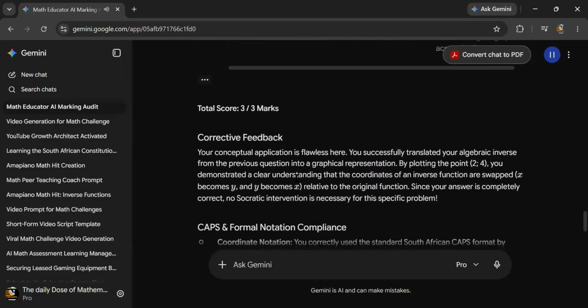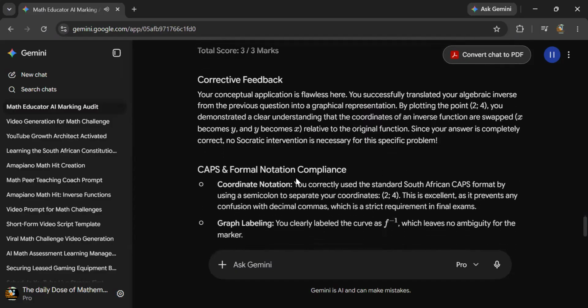Total score, 3 out of 3 marks. Corrective feedback. Your conceptual application is flawless here. You successfully translated your algebraic inverse from the previous question into a graphical representation. By plotting the point 2;4, you demonstrated a clear understanding that the coordinates of an inverse function are swapped. X becomes y, and y becomes x, relative to the original function. Since your answer is completely correct, no Socratic intervention is necessary for this specific problem.